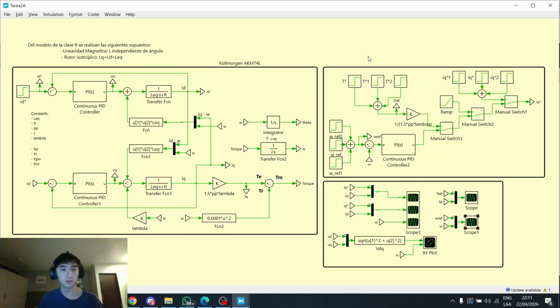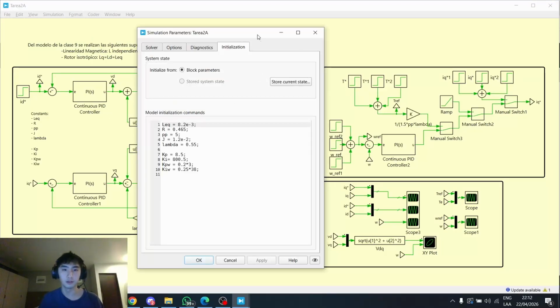Important to note that our constants of the inductance, the resistor, the pair of poles, J, and the linkage flux are all obtained from this model of the Kollmorgen AKM740, which is one of the motors we found that was appropriate for the application of the viscous fluid. Hence why we used it, and its constants are all over here.